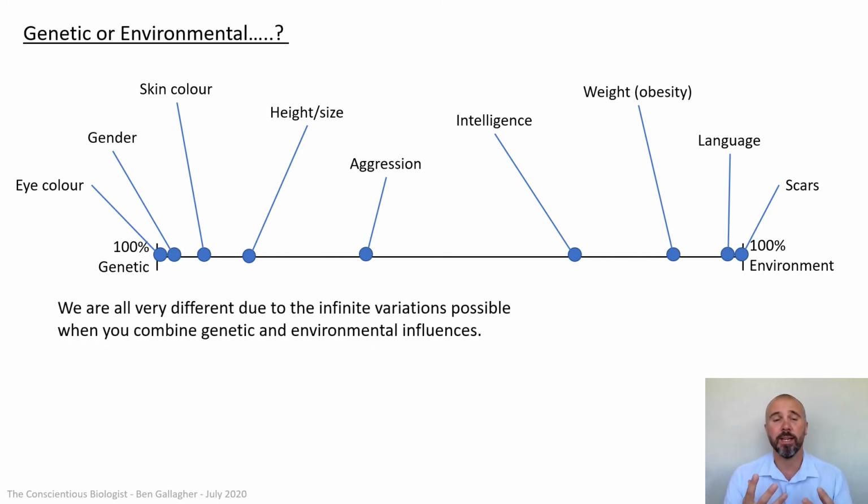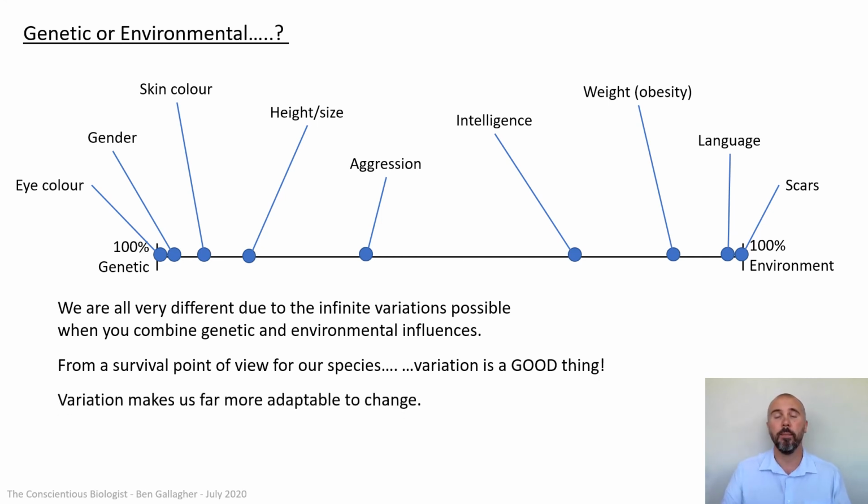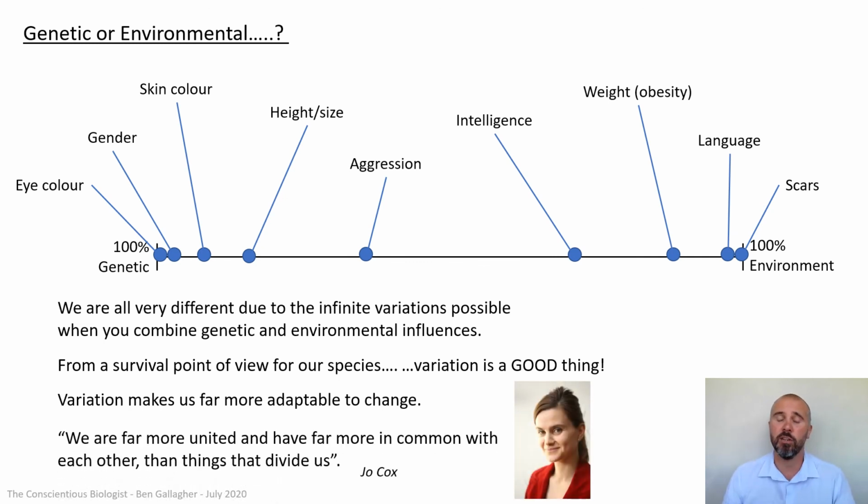Overall, though, what we're talking about is that we're all very different due to infinite variations. And those infinite variations are possible when you combine genetic and environmental influences. And from a survival point of view for our species, variations are a really, really good thing, because if there are changes in our environment, variation makes us far more adaptable to that change, and we're more likely to survive. So variation is a really, really good thing.